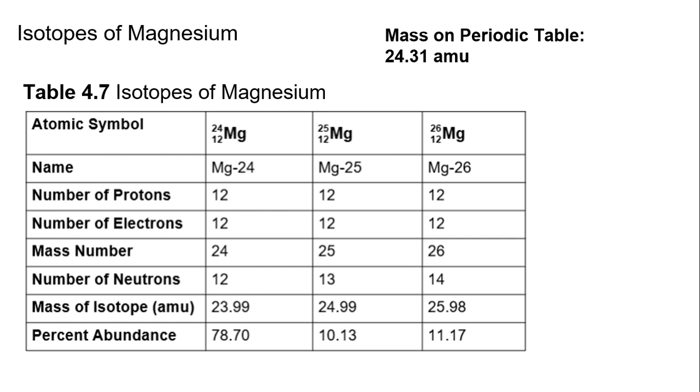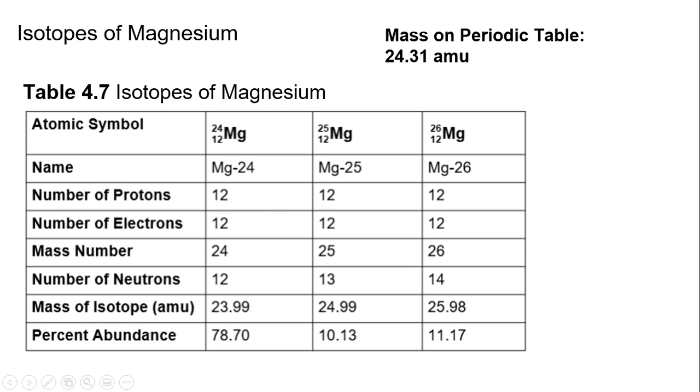You see that it's all magnesium. The number of protons do not change here: 12, 12, and 12. The number of electrons do not change: 12, 12, and 12. The only thing that changes, actually there's two things: the mass number, which is an indication that you're dealing with an isotope, and the number of neutrons. So for magnesium 24, which has 12 protons, it has 12 neutrons and a mass of 24.